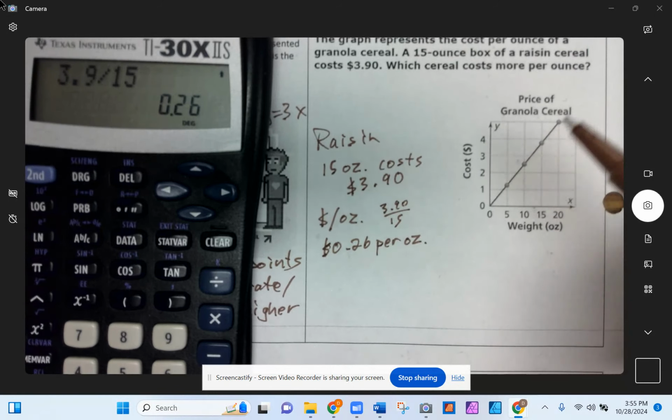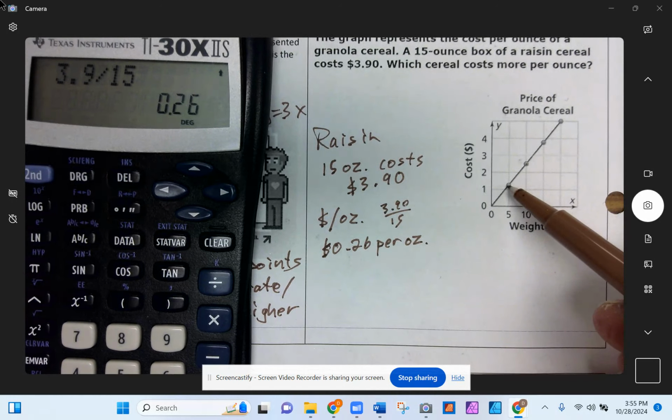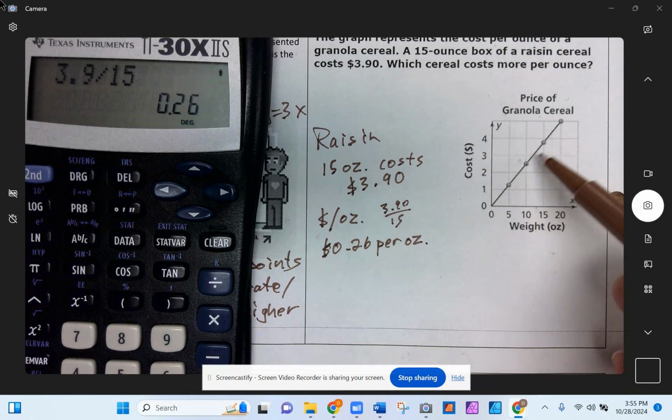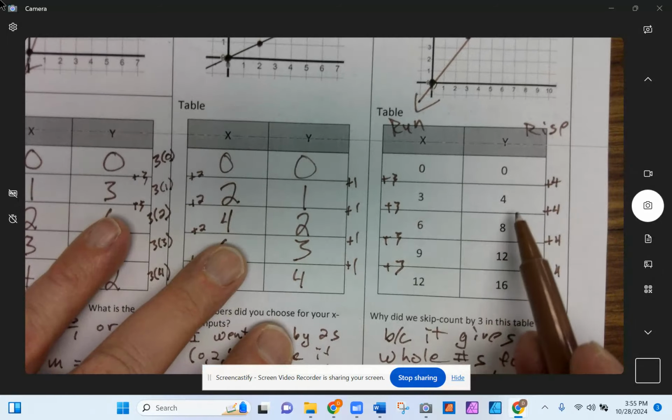So you could use points like this or this or this if you wanted to, but you'd have to estimate what it is, right? Because this isn't on the corner, neither is this and neither is this. It goes back to why our table went up by 3, right? Because it generated whole numbers for our y values, for our outputs, right? So it's the same thing, right? So we want to get as close as we can to being on the grid, basically on the corner.